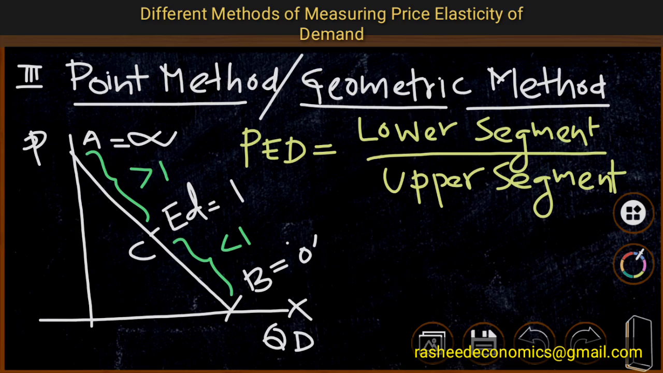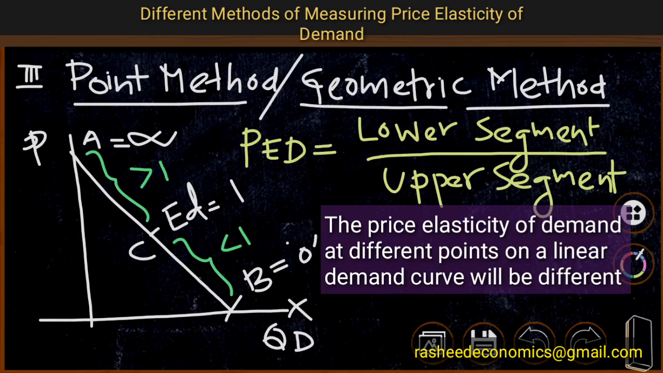One important point here is that the price elasticity of demand of a linear demand curve will be different at different points. It is 0 at point B and it is infinity at point A, and it lies between 0 and infinity. At all the points on this demand curve, elasticity of demand will be different.